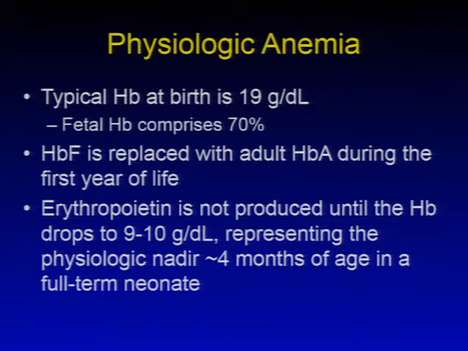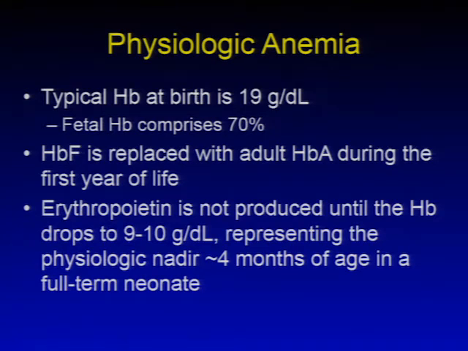In terms of anemia itself in an infant, there's the physiologic anemia, and this occurs usually around 5 months of age. The typical hemoglobin at birth is around 19 grams per deciliter, and this is mostly composed of fetal hemoglobin, which is about 70% of that entire hemoglobin count.